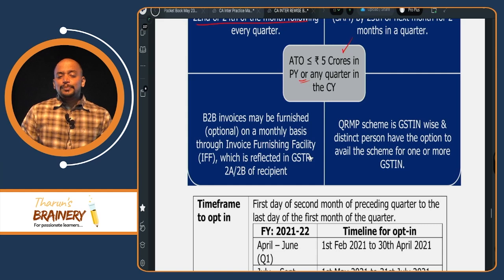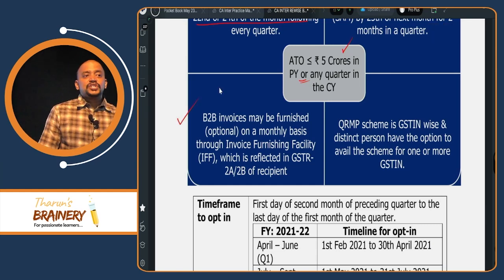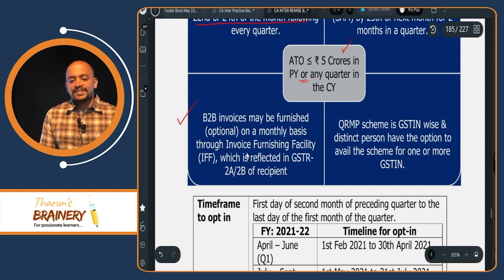Then B2B invoices may be furnished on a monthly basis. So in which facility? Invoice furnishing facility. Suppose, and is it optional or mandatory?